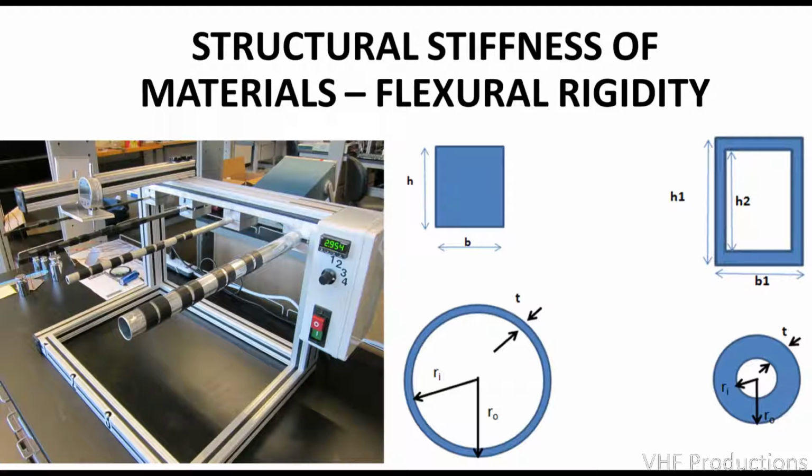The underlying goal of this lab is to teach you the difference between a material's intrinsic stiffness or elastic modulus and the concept of structural stiffness, which combines the material's elastic modulus with the material's moment of inertia in order to design or optimize the overall stiffness of a structure or a component.